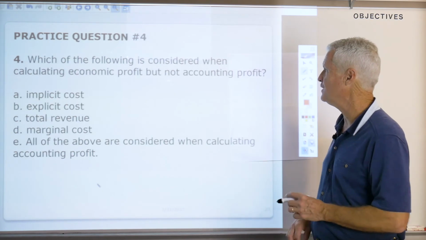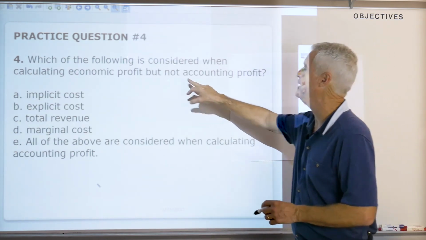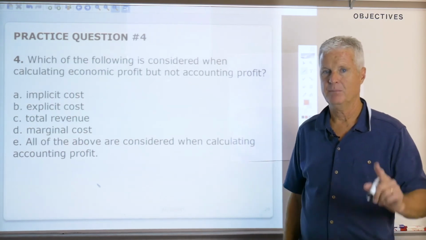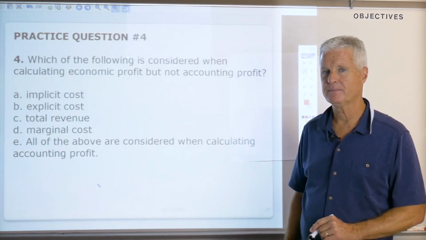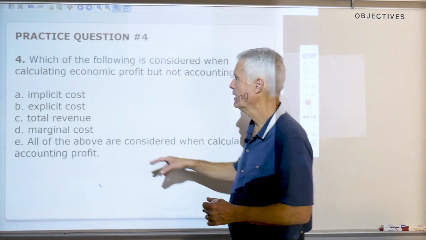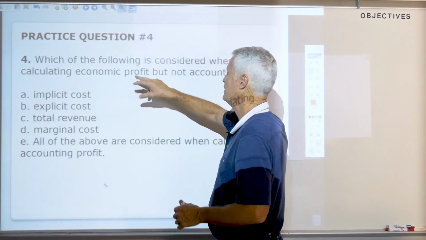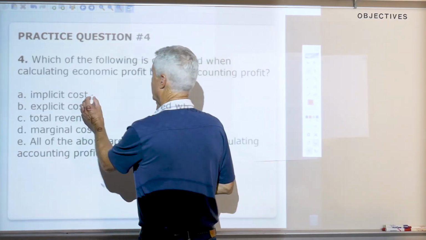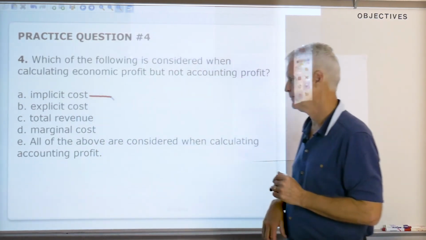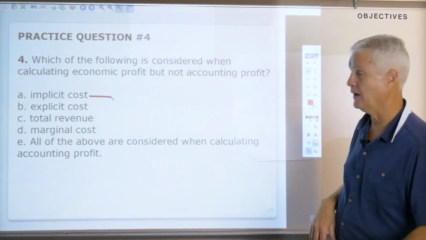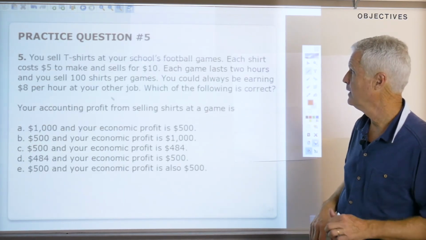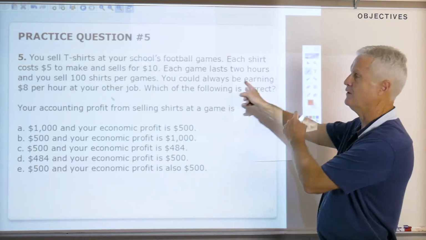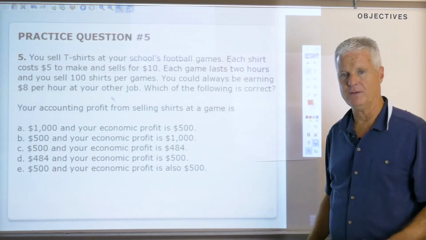Number 4, which of the following is considered when calculating economic profit but not accounting profit? You better get this one. Pause the video. And we're back. Okay. What's in economic but not accounting? Implicit cost. That was easy, I hope. Okay, number 5, you've got to do an actual calculation and read the question and go for it. Pause the video.